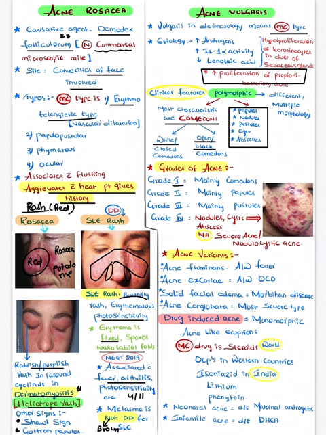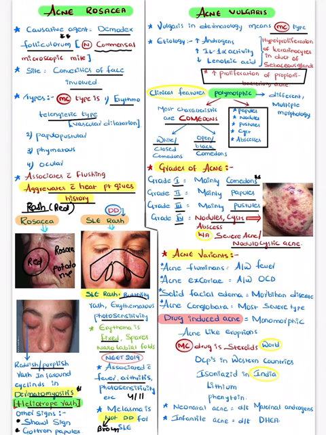So there are 4 grading of acne: grade 1, grade 2, grade 3, grade 4. See, grade 1 is mostly comedones, just white or black comedones would be seen. Grade 2 will be papules, guys. Okay, grade 3 pustules would be seen, guys, and grade 4 is the nodulocystic acne, known as severe acne, because nodule, cyst, abscess, anything can be seen.